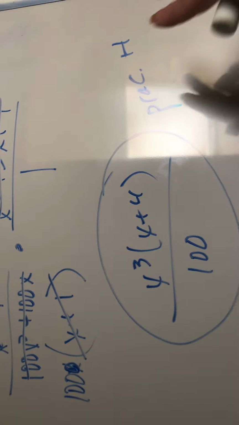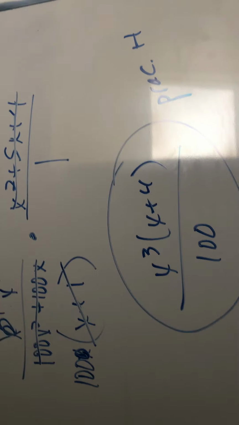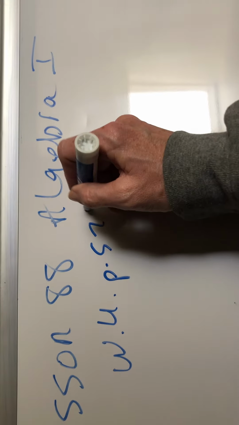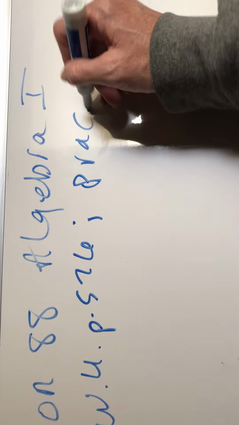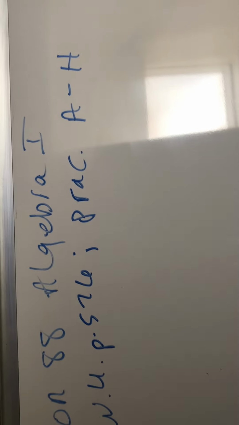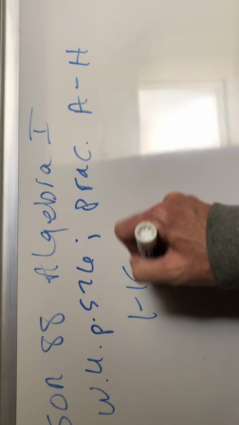So when you look at practice H, you're going to set it up just like this, factor what you can, and then write down what you have left. Okay? So let me go ahead and give you the assignment for this. We're going to do a few of them together. You're going to do the warm-up, which is on page 576. You're going to do the practice A through H. Then you're going to do 1 through 15. But like I said, we're going to do a few of these. There's a few things I want to show you.